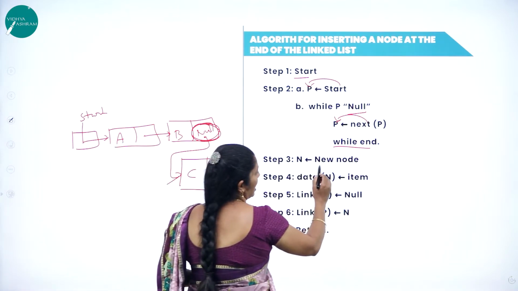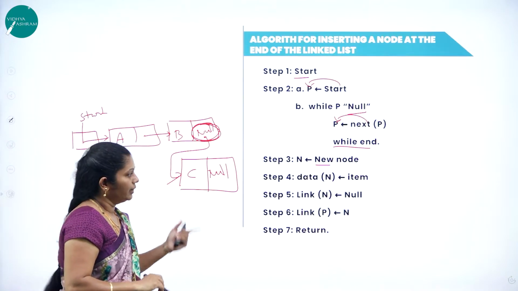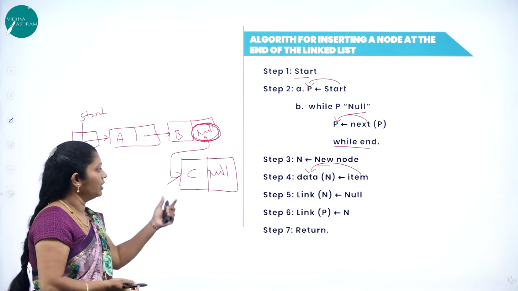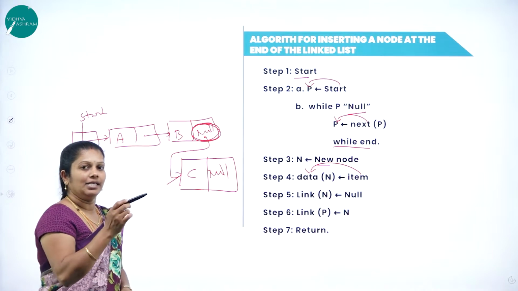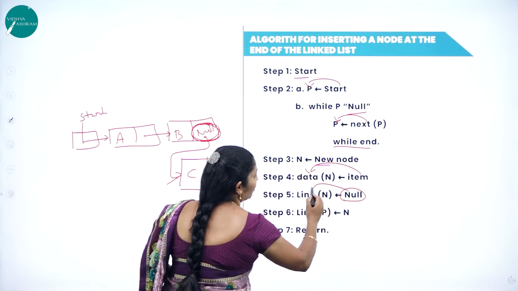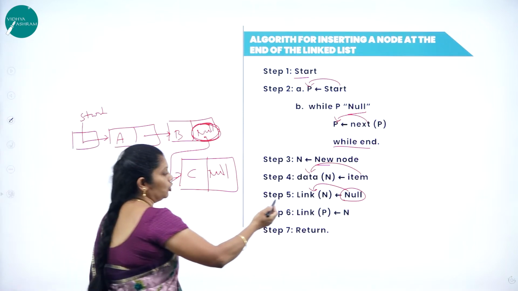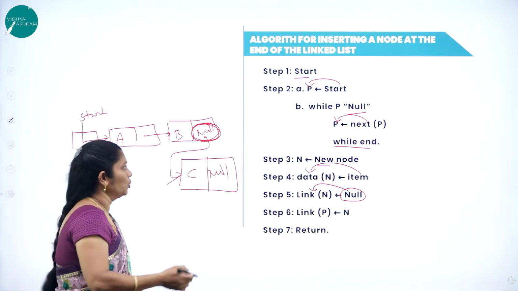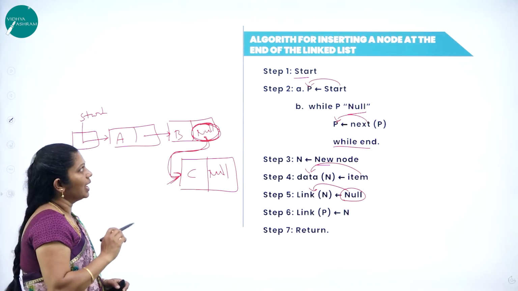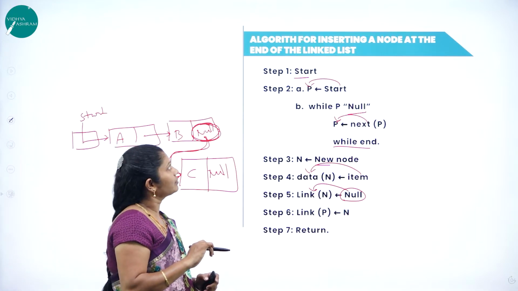Once I reach the last node, by using the new operator, we have to create a new node. Then add the item to the data part of that new node. Give the value there. Insert the number there. Then afterwards, assign null for the link part. Assign null to the link part of the new node. Then the new node is assigned to the link of the previous node. Then take down the previous node address. This is the algorithm for inserting a node at the end of the linked list.